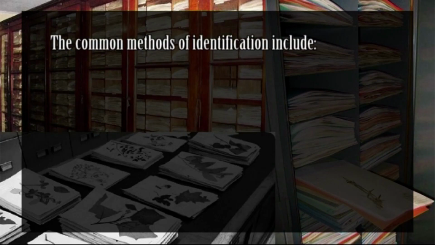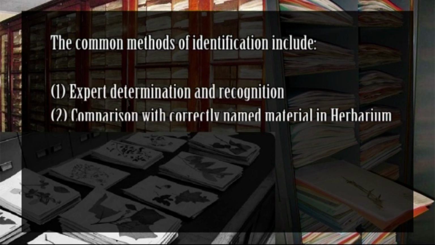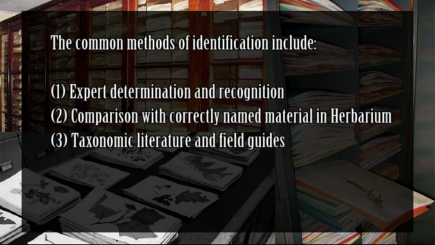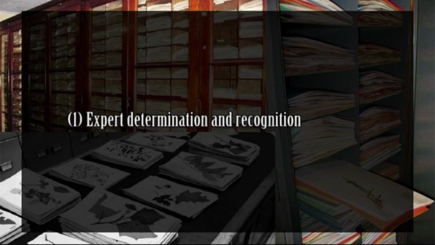Some of the common methods of plant identification are as follows. Number one is expert determination and recognition. Then we have comparison with correctly named materials in a herbarium. We take the help of taxonomic literature and field guides. We utilize keys and similar devices, and we also take the help of the internet. Now, we discuss these methods one by one.